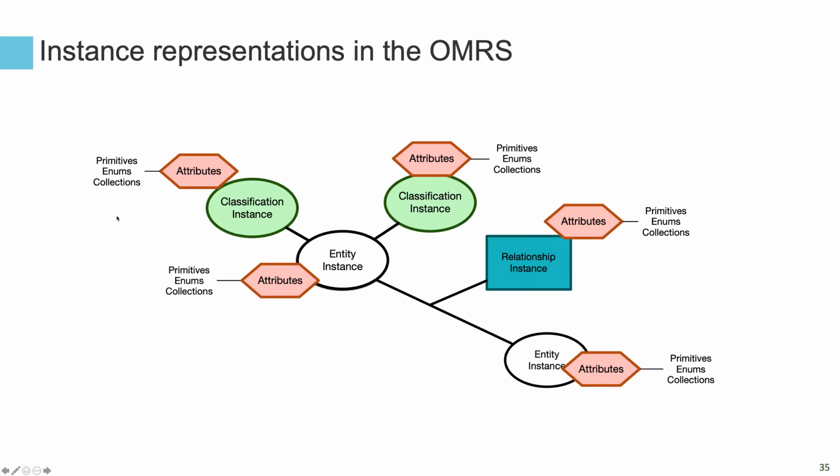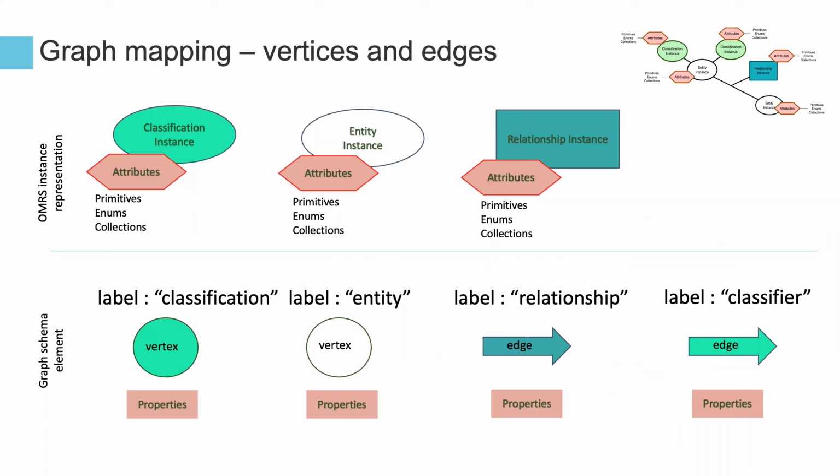So how do we represent that in a graph database? Well, some of it's obvious. A classification instance becomes a vertex, and its attributes become properties on that vertex. An entity instance, again, becomes a vertex, and its attributes become properties on that vertex. And when we have a relationship instance, we create an edge within the graph, and the attributes of the relationship become properties of that edge.